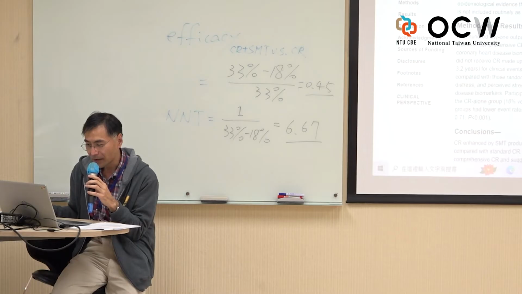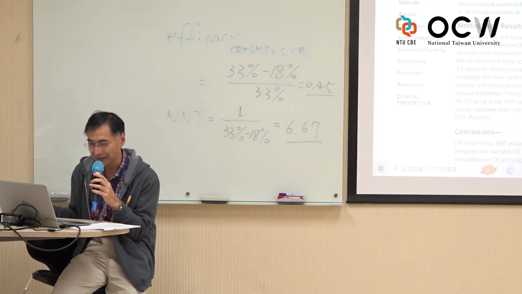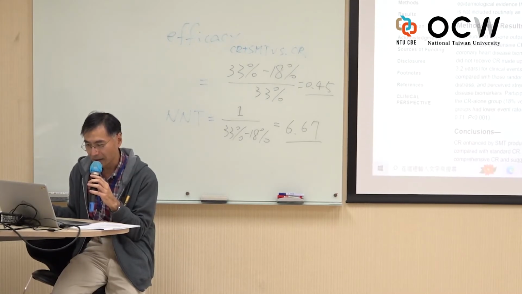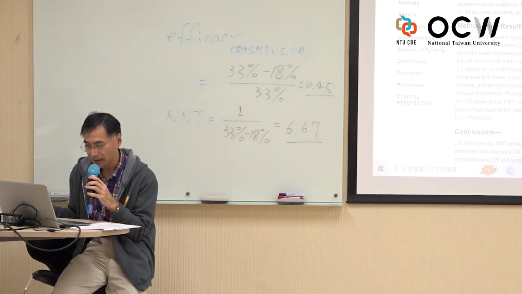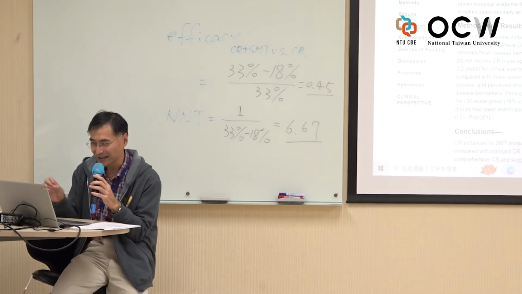All participants were followed up for up to 5.3 years, which is very long, and the median was 3.2 years for clinical events. Patients randomized to CR plus SMT exhibited greater reduction in composite stress level compared with those randomized to CR alone. The p-value is 0.022, which is significant. An effect that was driven primarily by improvements in anxiety, distress, and perceived stress. Okay, it makes sense, right? Because they give them some kind of stress management training.